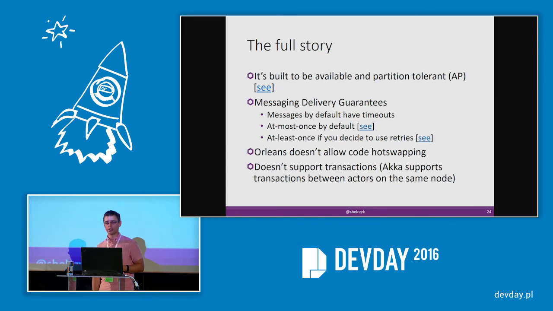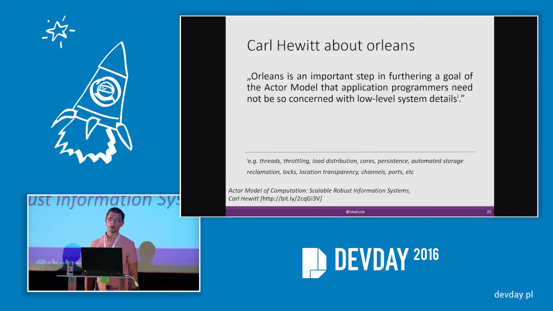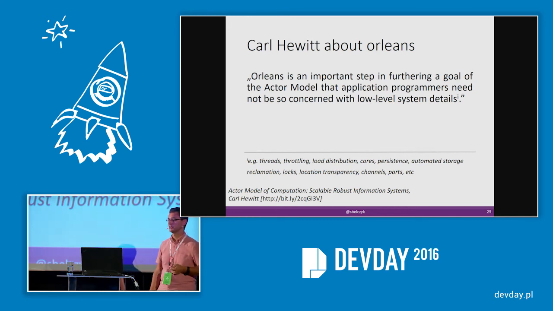I think it would be nice also to mention that Carl Hewitt, who is responsible for a lot of work around the actor model, mentioned Orleans in his recent paper. Basically he said that Orleans and virtual actors is an important step in the evolution of the actor model, and it reinforces the idea that developers shouldn't be concerned with low-level operations. I think this note in the paper was a really nice gesture for the Orleans team. Although Carl Hewitt actually worked at Microsoft Research at some point, so he probably told them that in person.